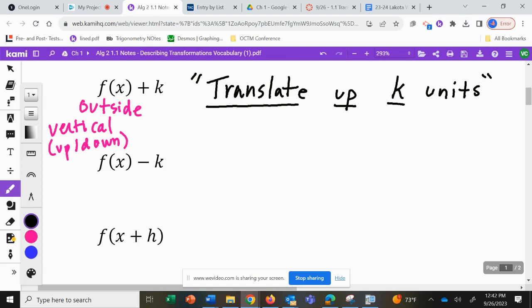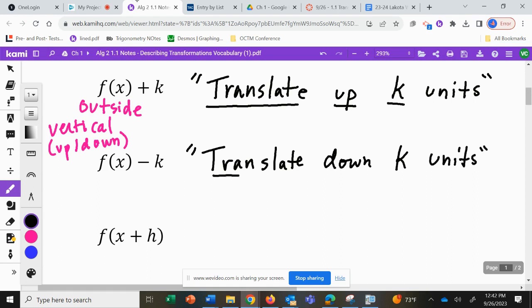Okay, next one. This is also on the outside, but this time it's subtraction. So it's a vertical transformation. It's translate down, and then whatever that number is, right now it's just a k, units. Translate down k units. So I'm underlining where the blanks would be on Canvas eventually when we do this on Canvas. Today it's on paper, but I want to make sure that you aren't caught off guard when we finally do it on Canvas.